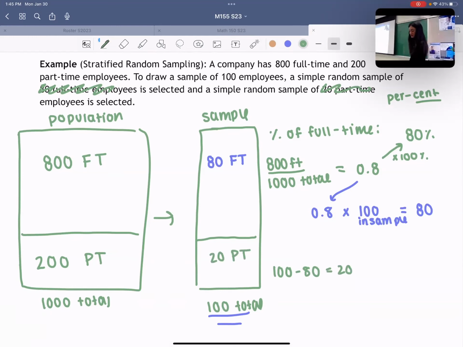Okay. So that's basically how people go about doing a stratified random sample. They basically figure out the percentage in each population, or of each of the groups in the population, and they calculate how many are in the sample this way. All right. Any questions on stratified random sample?